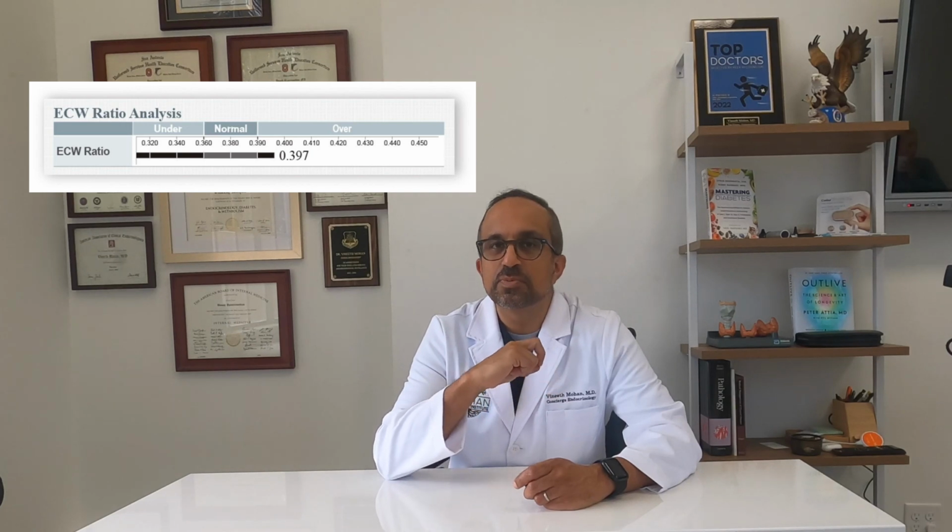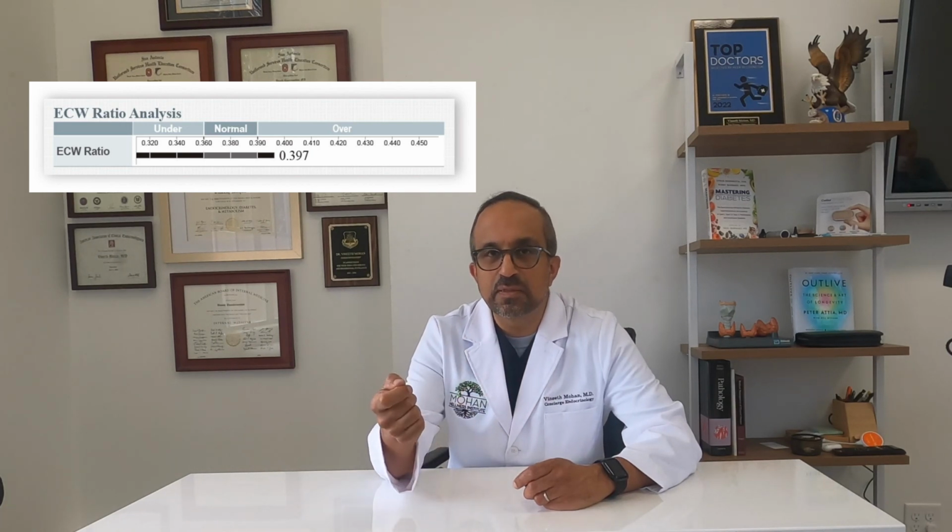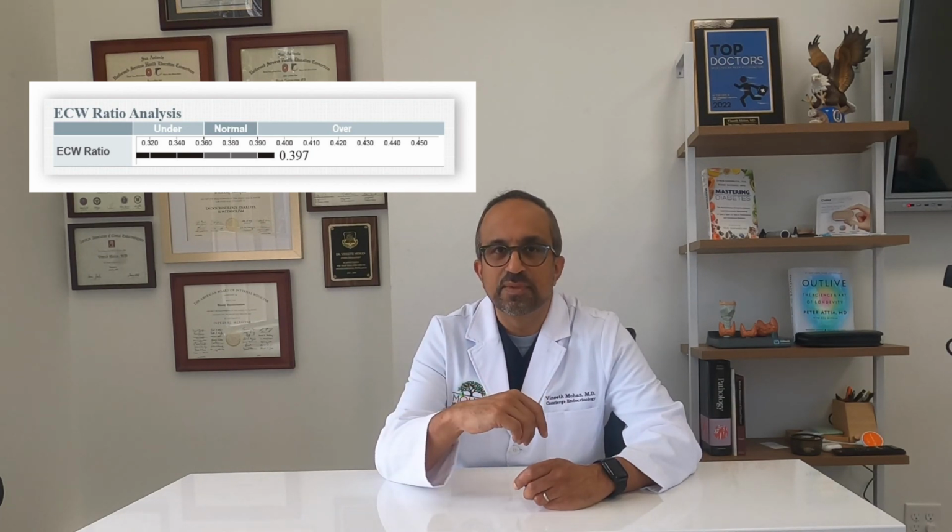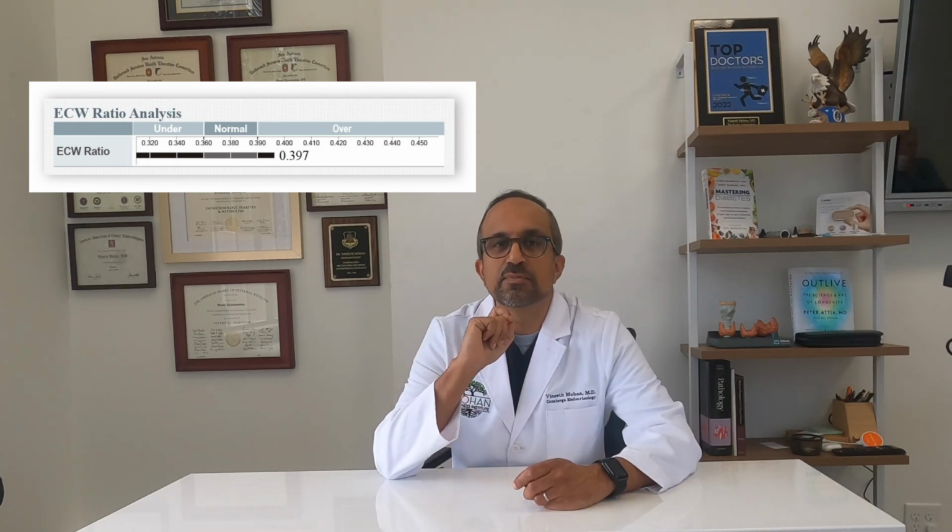If you move down the page, you'll see ECW-TBW analysis, which provides the ratio between the extracellular water and the total body water. This ratio will be between 0.36 and 0.39 for most healthy individuals. If your extracellular water is too high, this will make the ratio also high and can indicate fluid retention, which can occur for various reasons to include recent exercise, overtraining, menstrual cycle changes, inflammation, and certain medical conditions.